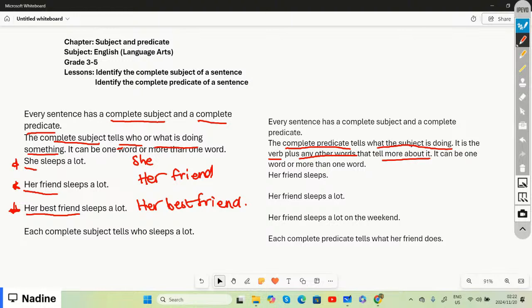So the first one says, her friend sleeps. And if we were to identify the completed predicate within that sentence that tells us what the subject is doing, then we can say sleeps. So what is her friend doing? Her friend sleeps.